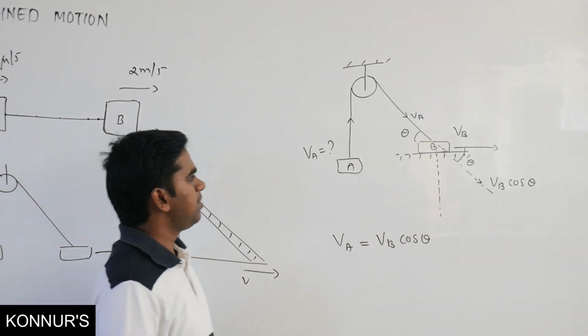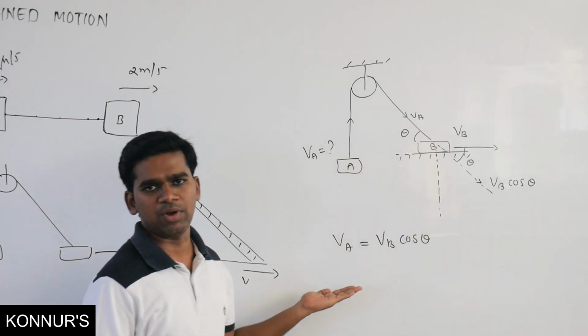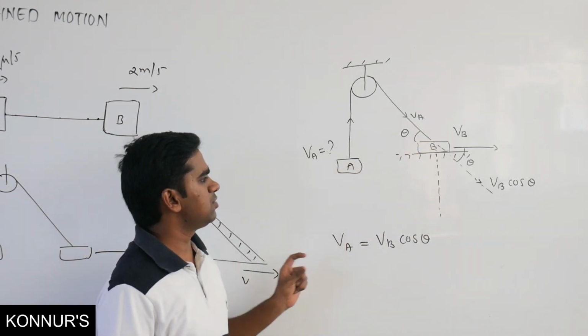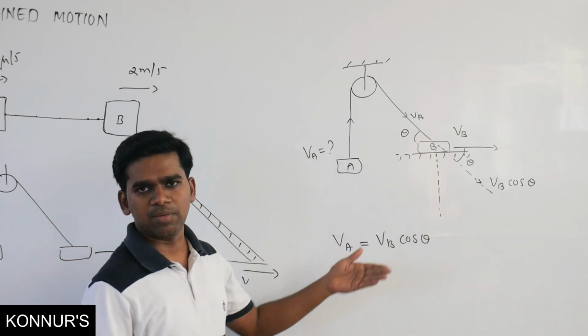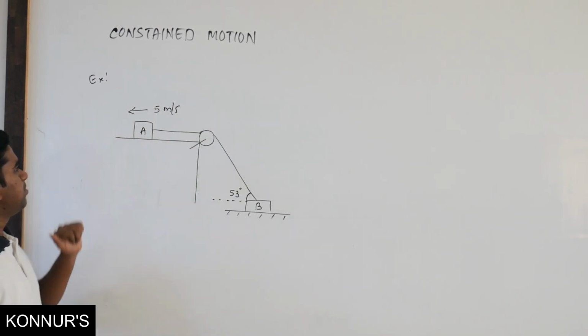They may give the angle, and you have to substitute the angle. You can get the velocity. This is how we can solve the constraint problem. This is not a simple example, so we'll go with another example.